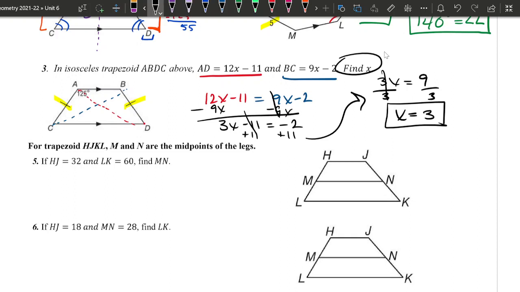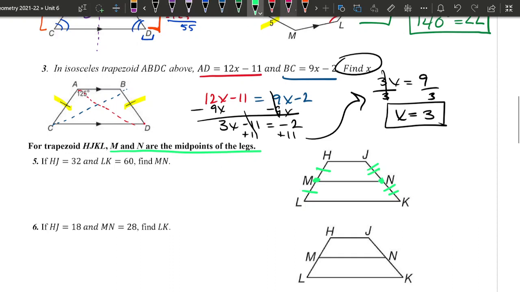Again, when I went back to these notes, I copied and pasted the trapezoid because it's better to have a new figure for every problem. Here we have trapezoid HJKL. M and N are midpoints of the legs. It tells us that M and N are midpoints of the legs. So M is in the middle of HL, so that means each side of M is congruent to each other. N is in the middle of JK, so each side of N is congruent to the other.